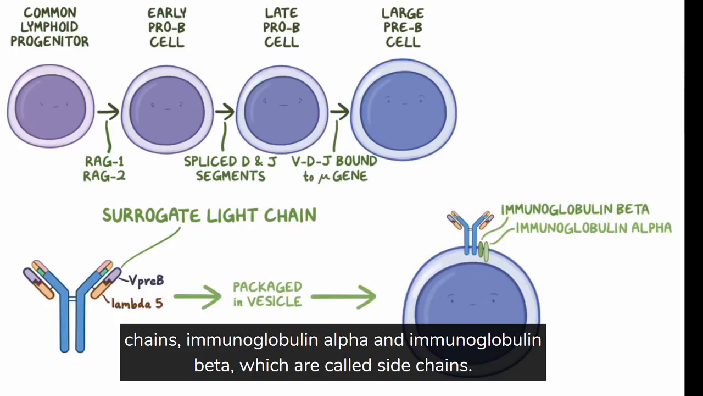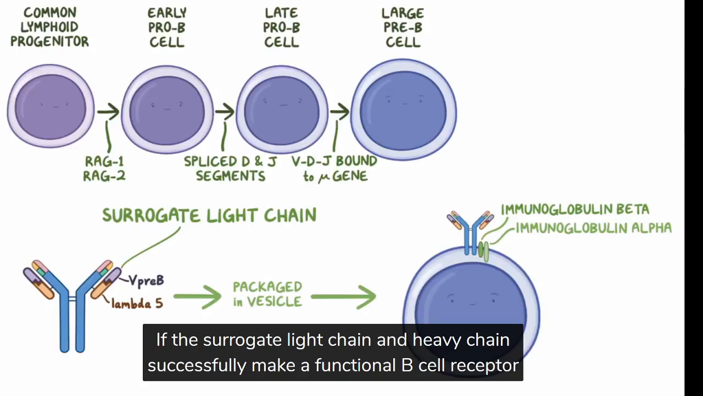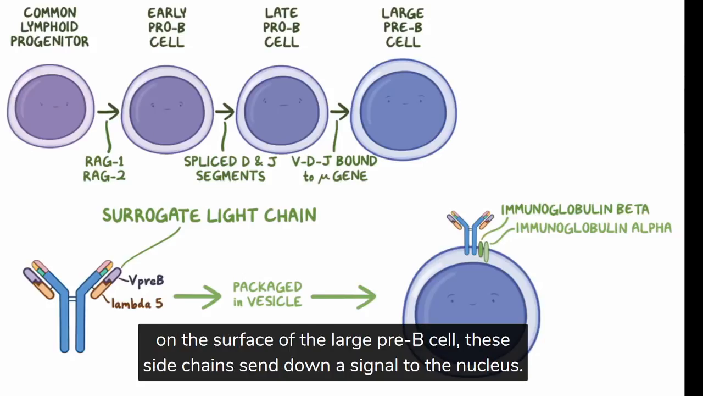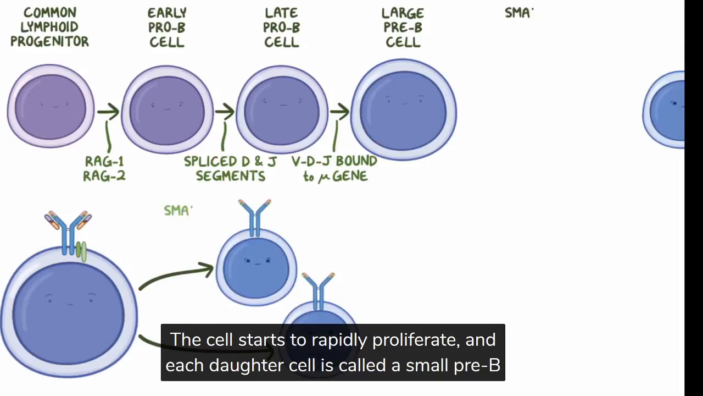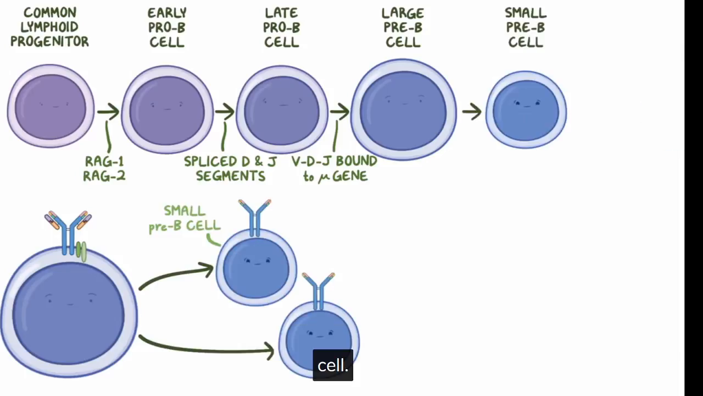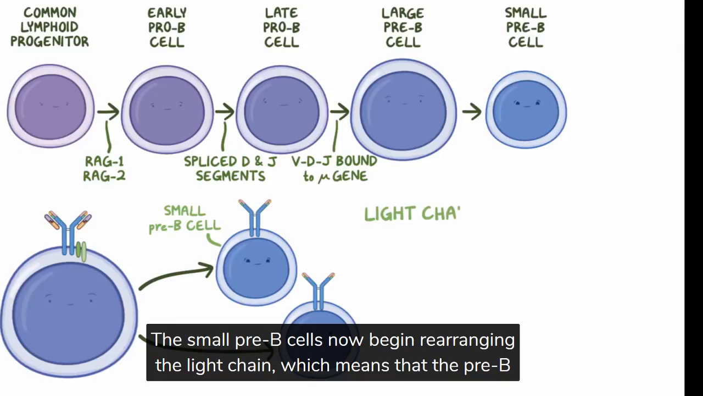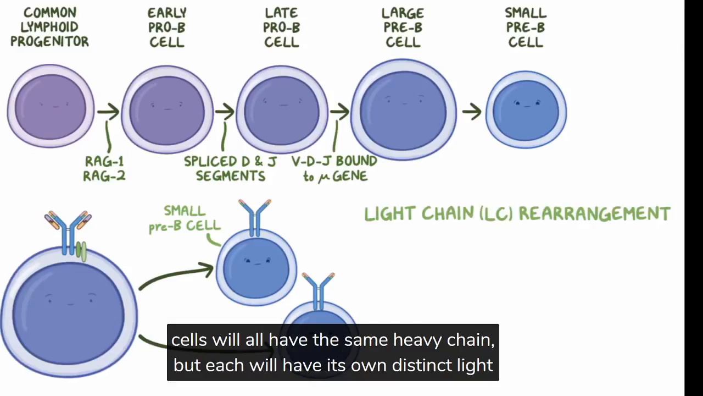If the surrogate light chain and heavy chain successfully make a functional heavy chain on the surface of the large pre-B cell, these side chains send down a signal to the nucleus. The cell starts to rapidly proliferate, and each daughter cell is called a small pre-B cell. The small pre-B cells now begin rearranging the light chain, which means that the pre-B cells will all have the same heavy chain, but each will have its own distinct light chain.